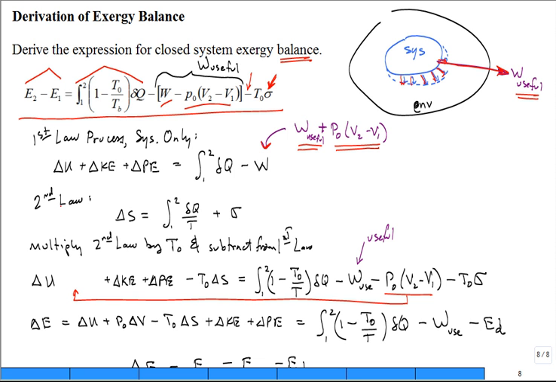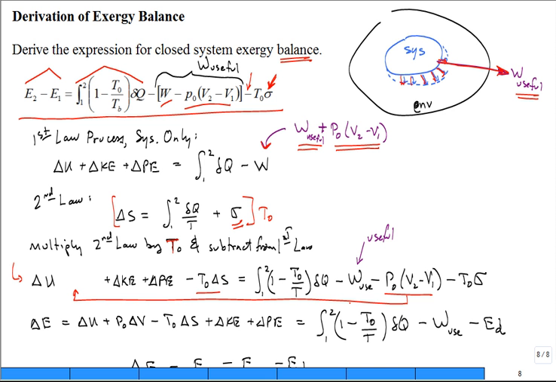We also write the second law for the system. So the change in entropy of the system is equal to the integral of del Q over T plus sigma. If there are irreversibilities during the process, this term will be non-zero. We multiply the second law by T naught and subtract it from the first law, and you get this relationship right here. A lot of those terms are just the first law, but the other terms are T naught times delta S from here. You multiply this equation by T naught and then subtract it, so you pick up that term right here.